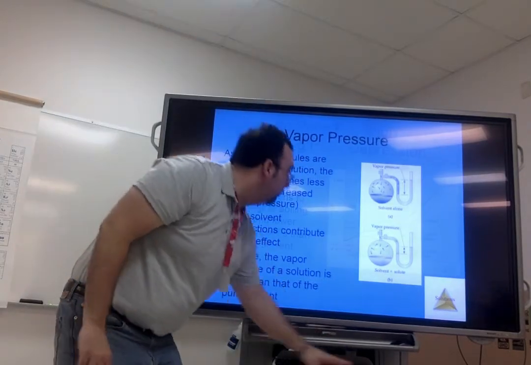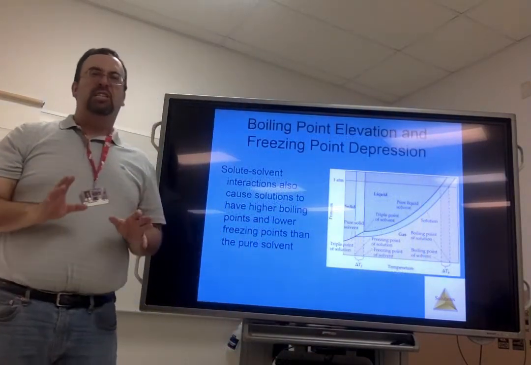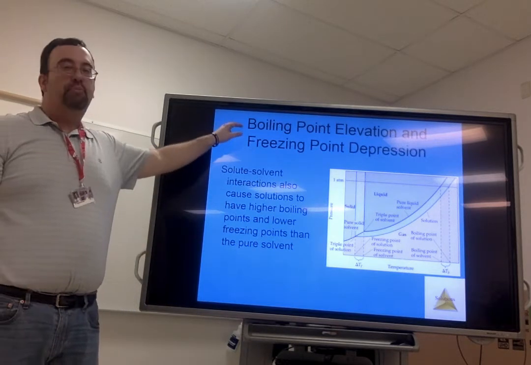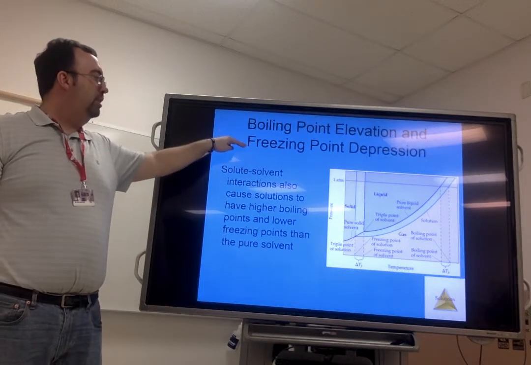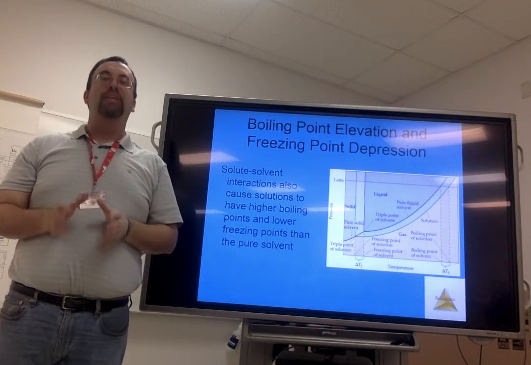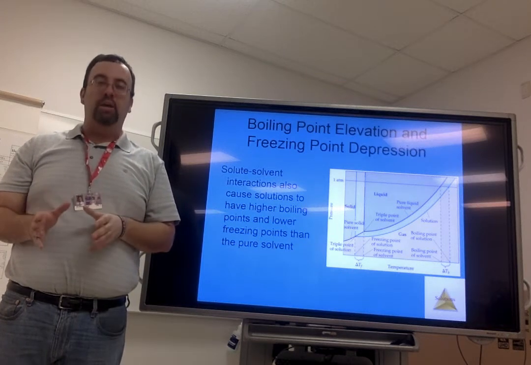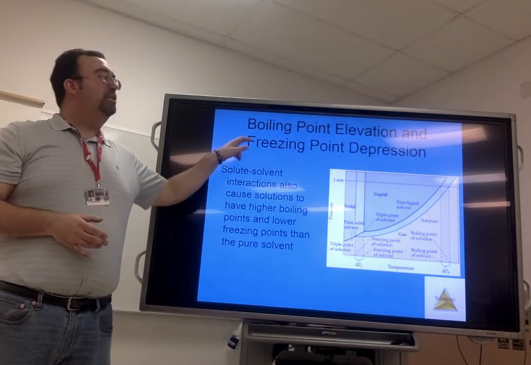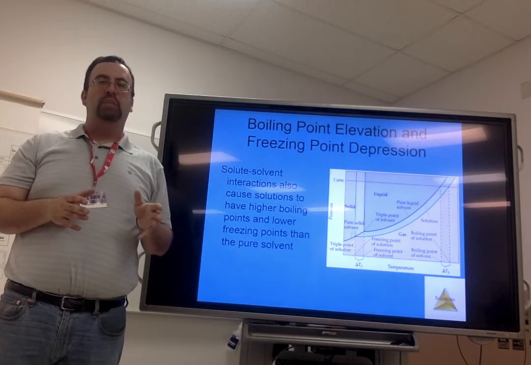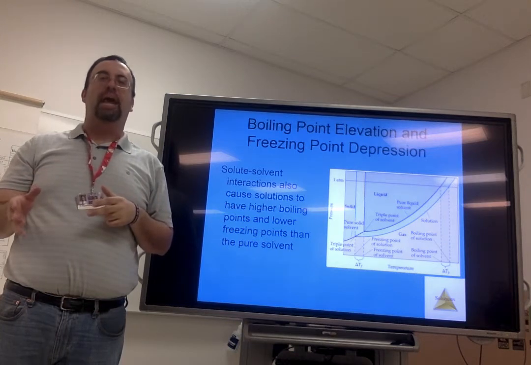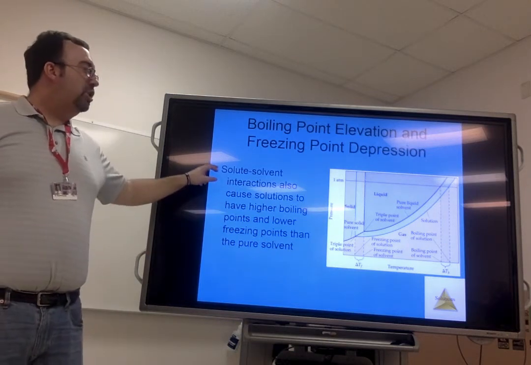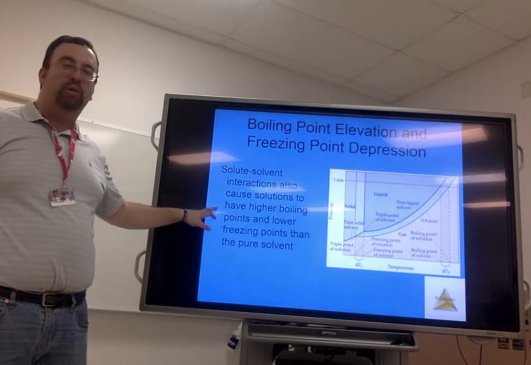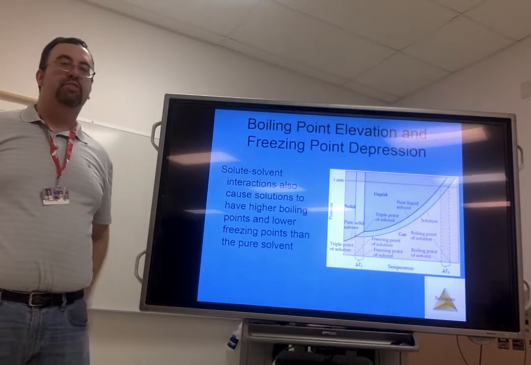All right. We're going to consider both of these 2 together because they are related. We have boiling point elevation and freezing point depression. So remember, the boiling point is the temperature at which a liquid goes into the gaseous phase, or vice versa. Freezing point is the temperature at which a solid is made from a liquid, or vice versa. The solute-solvent interactions can also cause higher boiling points and lower freezing points than the pure solvent.